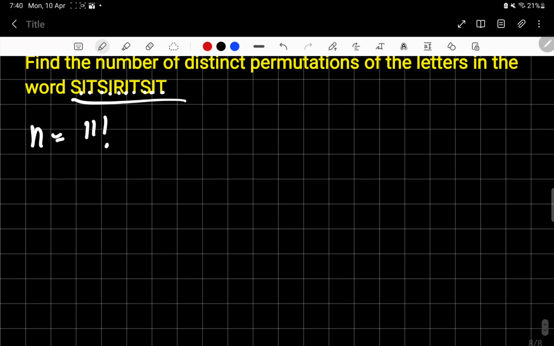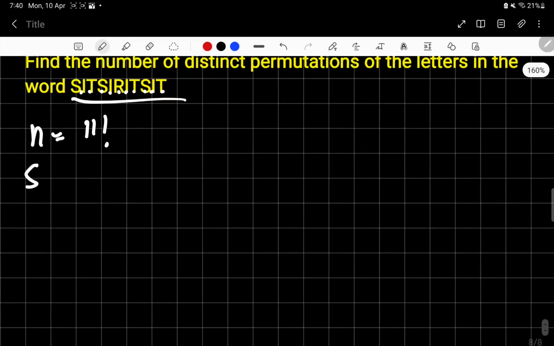Then find the letters na may mga identical or yung mga similar letters. So si S, 'di ba nakikita natin may mga S siya. So ilang S meron tayo dito sa sit. So 1, 2, 3. So there are total of 3. And that S will be your N sub 1.